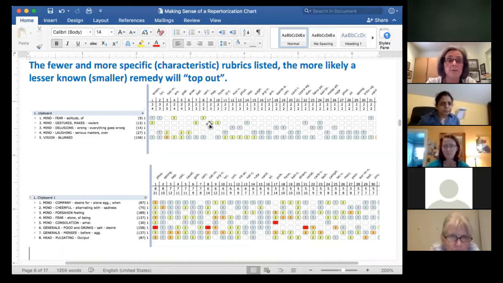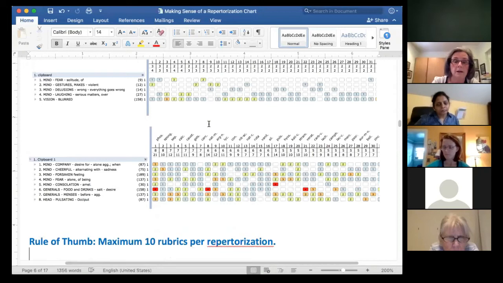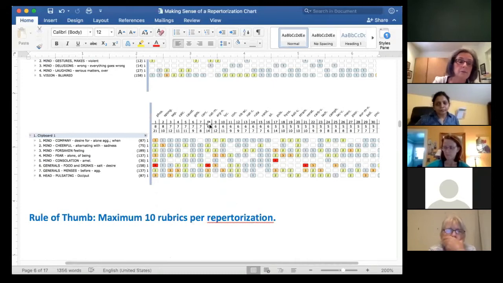And so the next one is spongia, which is a much smaller rubric, a much smaller remedy. So it's something to think about when you're putting together a repertorization chart, and you definitely want to be careful about how many rubrics you put in your chart. We have a rule of thumb that the maximum is 10 rubrics per repertorization.